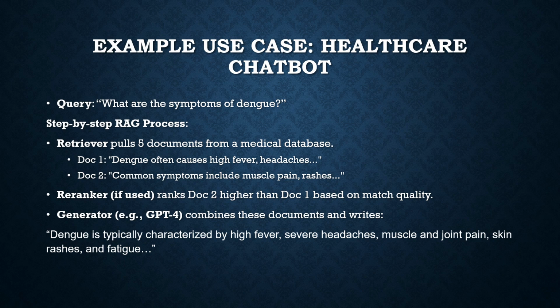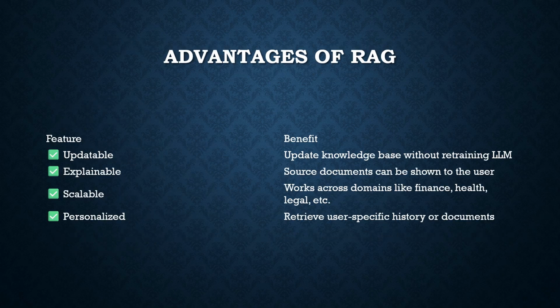The generator will combine these documents and provide you the answer, like dengue is typically characterized. So decoding has been applied here, and it has decoded these chunks into readable form. So dengue is typically characterized by high fever, severe headaches, muscle pain, and so on. Okay, so these are the advantages of RAG.